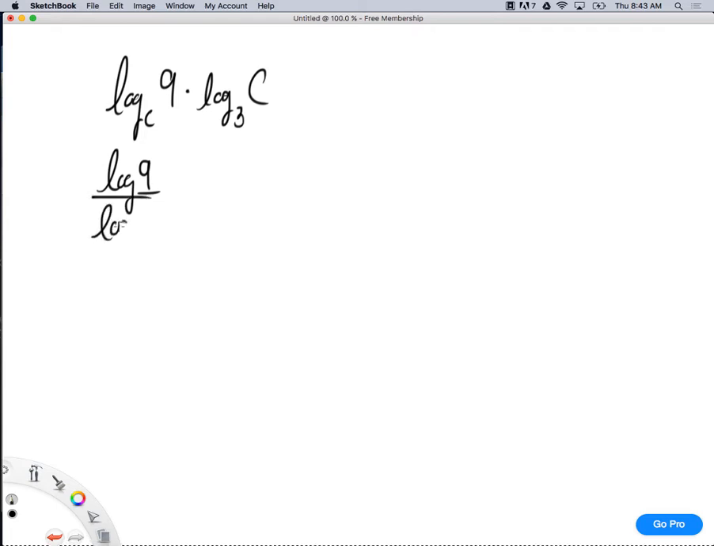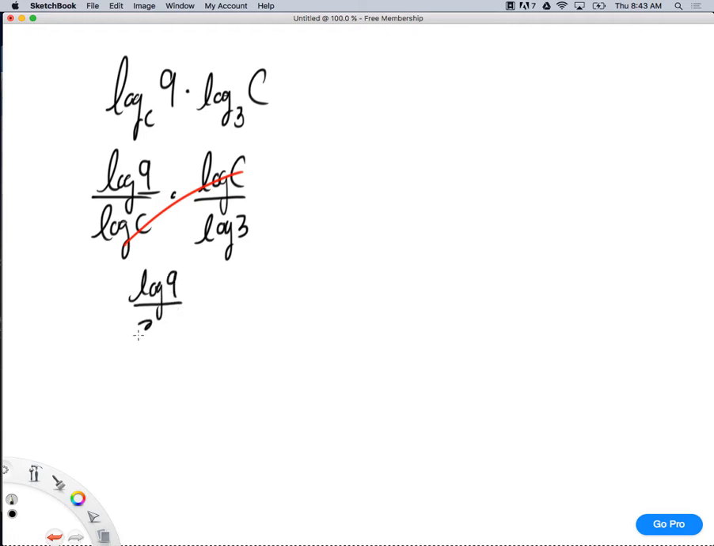Continuing on with the change of base rule, we have things like this. Log base C of 9 times log base 3 of C. So use the change of base rule. This becomes log of 9 over log of C times the log of C over the log of 3. What happens to the logs of C? Cancel. Good. So this just becomes log of 9 over the log of 3.